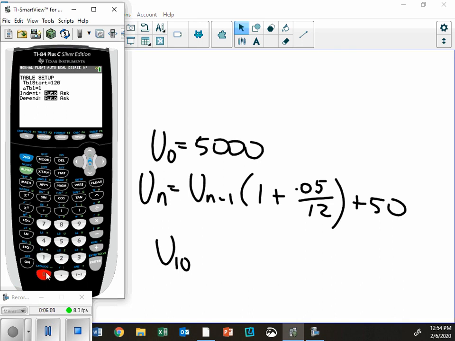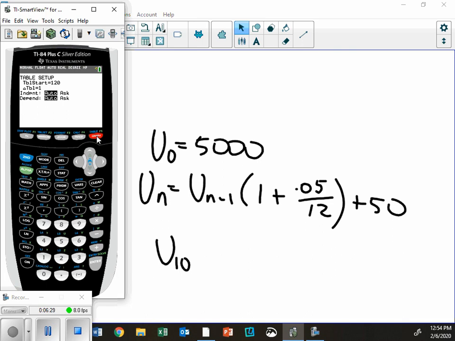Start my table at 120. Now I'm going to go to table. And it takes longer to run because it's calculating every value based on the value before it, and then adding 50 and then multiplying by 1.05 divided by 12. It has to do that a bajillion times. So it takes a while.